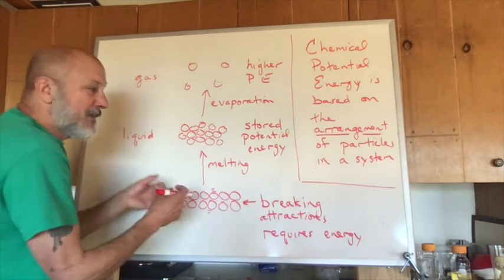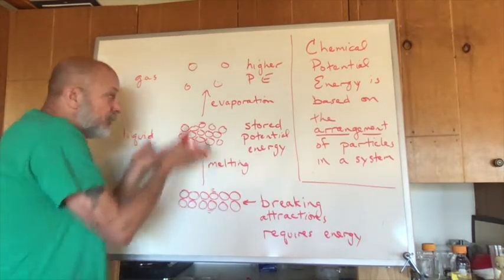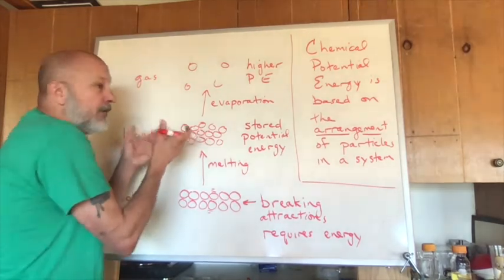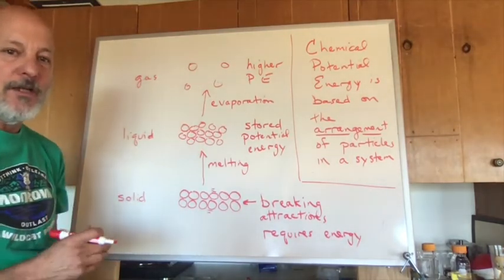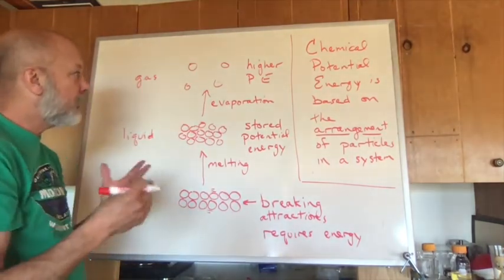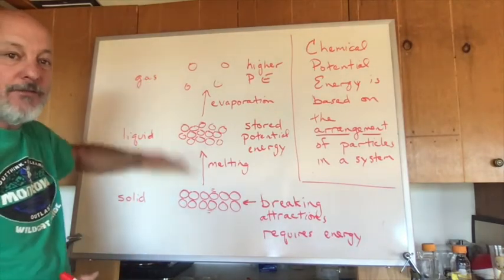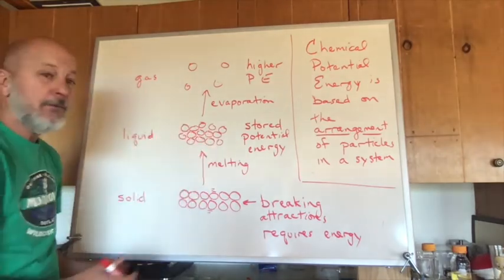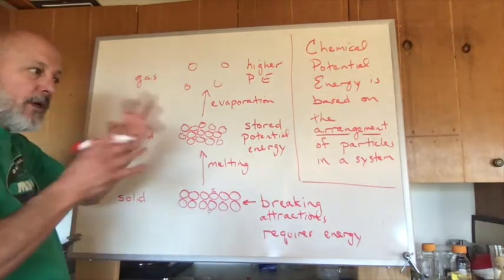And we can see why, because if I have to break attractions, I have to put energy in to go from solid to liquid, then that energy is stored as potential. If I have to put energy in to go from liquid to gas, that energy is stored as potential. And so we can see that. How do I do that? Where does this energy come from? If I'm increasing potential, where is that energy coming from? Where is the energy coming from to break attractions? It's coming from the surrounding molecules.